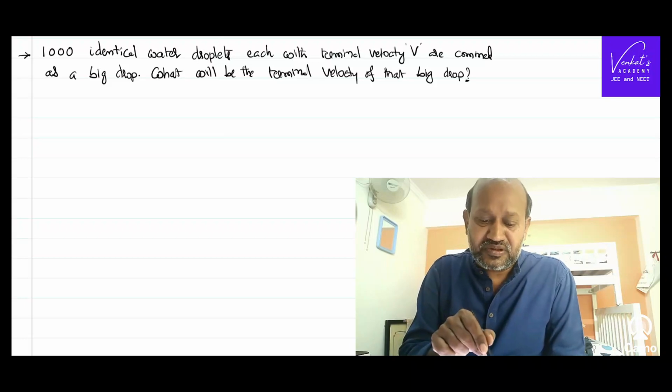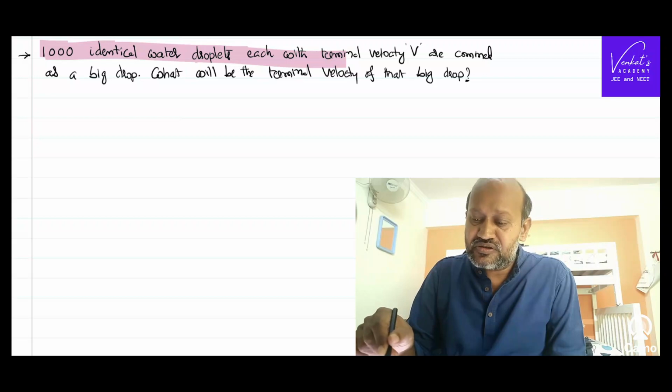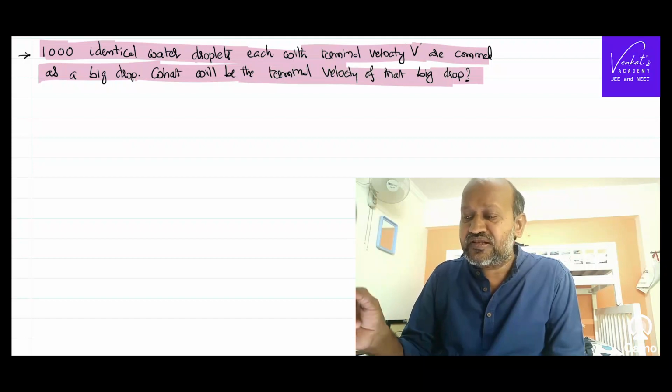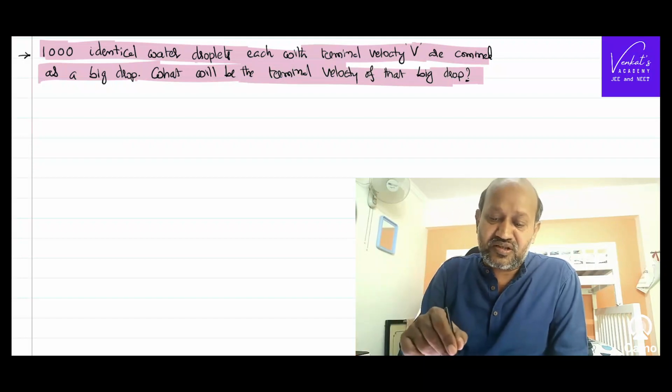The problem is: 1000 water drops, each with a terminal velocity v, are combined to form a big water drop. What will be its terminal velocity? That's the question that's being asked.